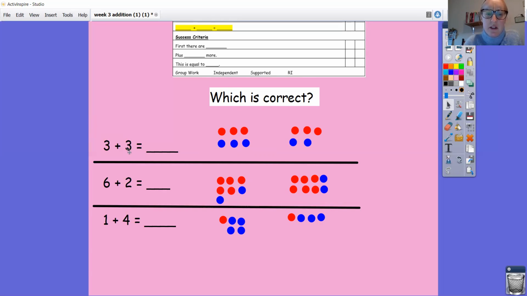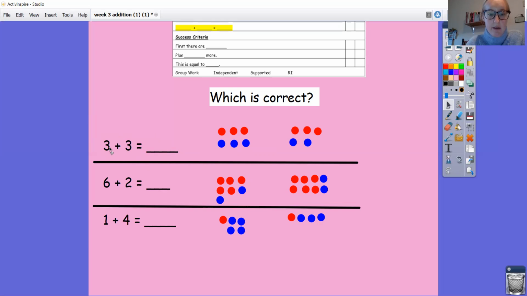Okay, so we're going to have a look at reading these number sentences first. So this one says, first there are 3 plus 3 more, and what is this equal to? So we need to write the answer to that as well. So first there are 3 plus 3 more, and what is this equal to? So let's check.